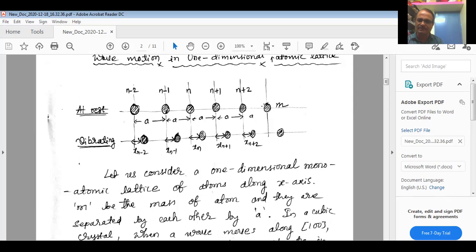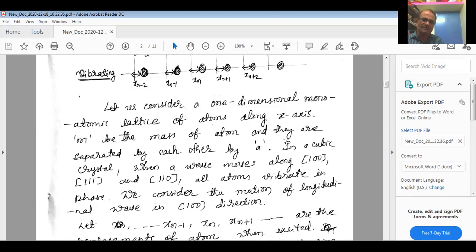The atoms are in this position, and when some external energy is supplied, these atoms start vibrating. When they are vibrating, let us say these are the displacements of the atoms along the x-axis. So all atoms shift in the positive x direction in this way. You can see they are displaced from their position.